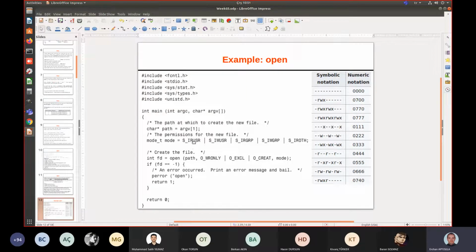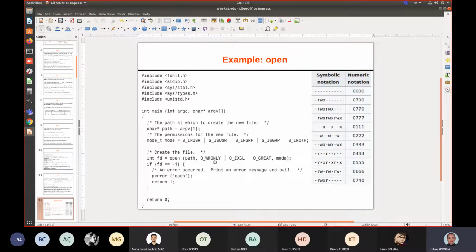We want read permission for the user, write permission for the user, read permission for the group, write permission for the group, and read permission for all the other users. So we combine these five modes into one as an octal value. We call the open system call with the path, and we can see that we have three flags: write only, O_EXCL, and O_CREAT.